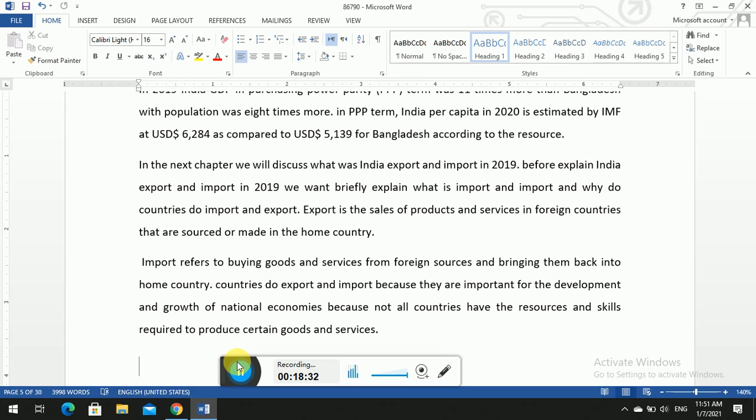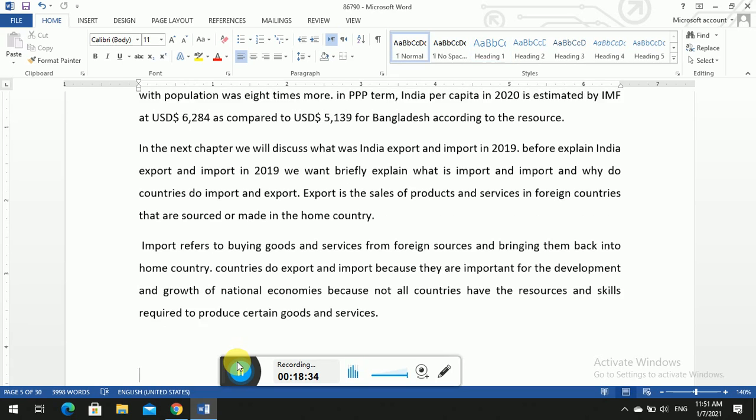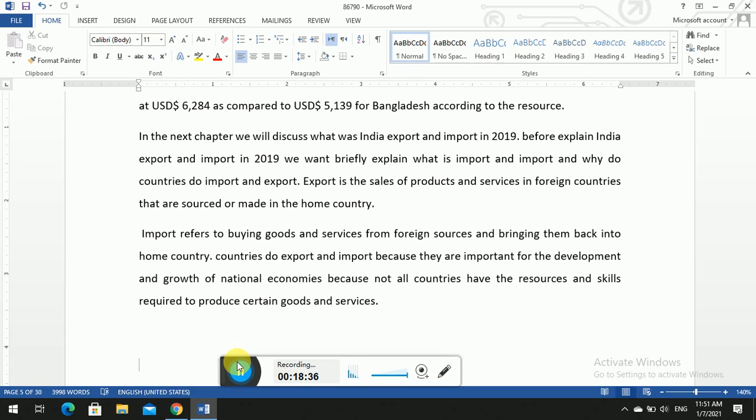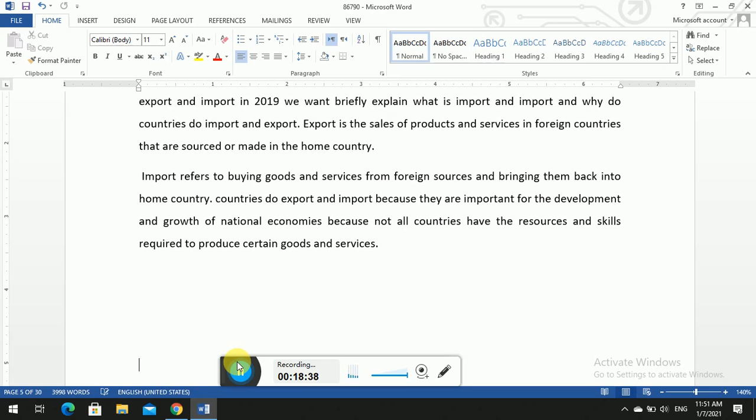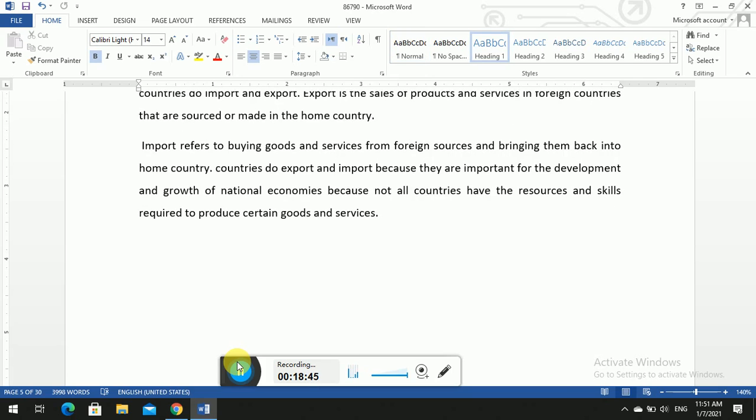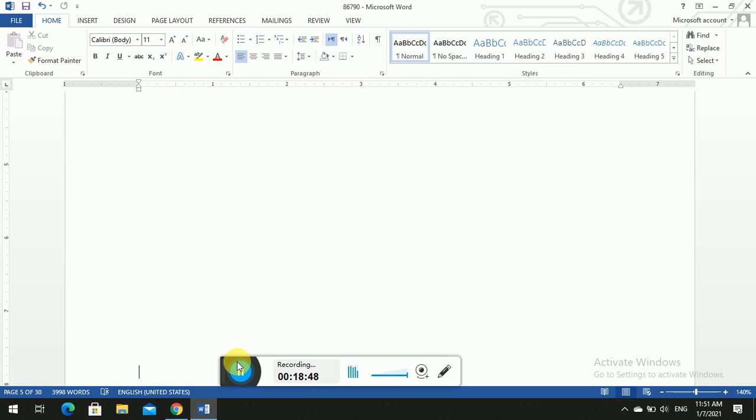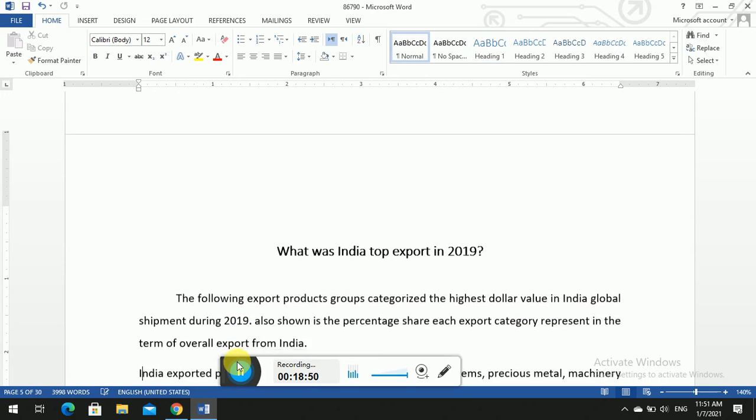Before explaining India's export and import, we wanted to briefly explain what import and export are and why countries do import. So we have discussed this issue. There is no point in explaining these terms again, so you all know what import is, what export is, and why countries are involved in export and import businesses.